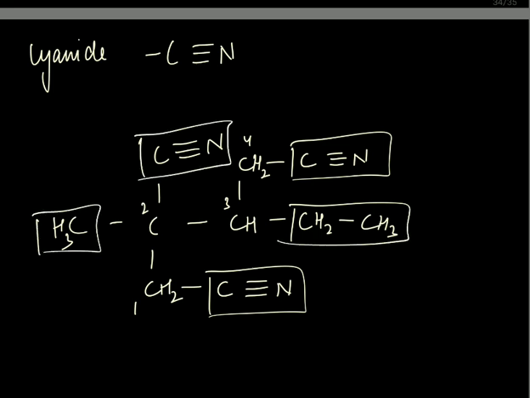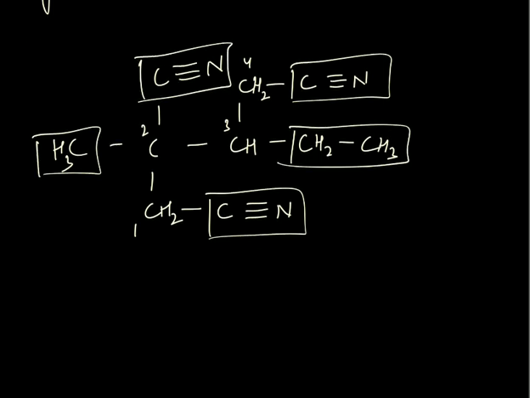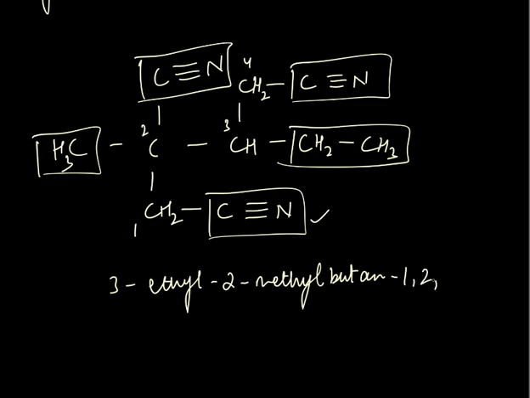and this again a group. So now how to name this one? Alphabetical order, ethyl will come first. So at 3, ethyl is there, then 2 methyl, butane, all single bonds are there, 1 comma 2 comma 4, tri carbonitrile.